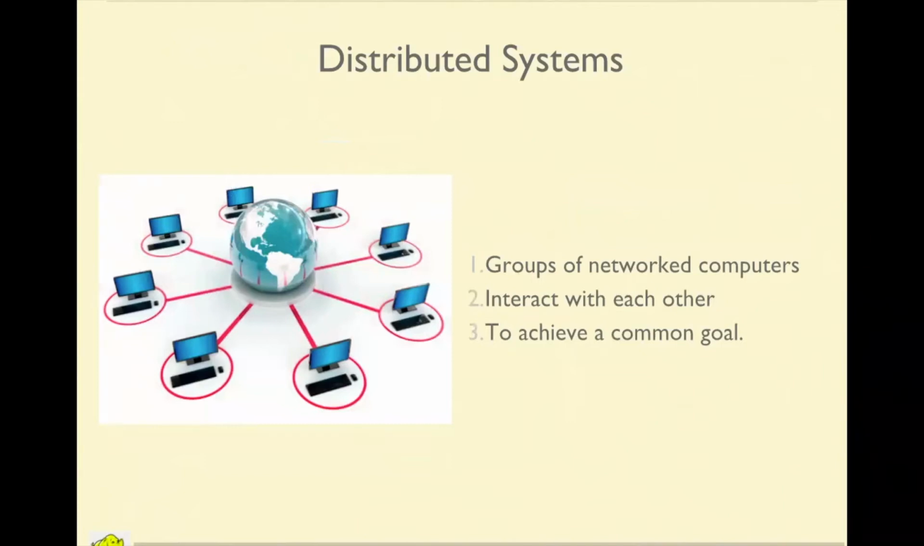Distributed architecture, or a distributed system, is the same thing. Mostly distributed architecture means a software architecture in which we have groups of networked computers that interact with each other to achieve a common goal. In other words, programming multiple computers to achieve a single objective is distributed computing. Distributed computing, distributed architecture, distributed systems, I'll be using these three phrases interchangeably. All right.